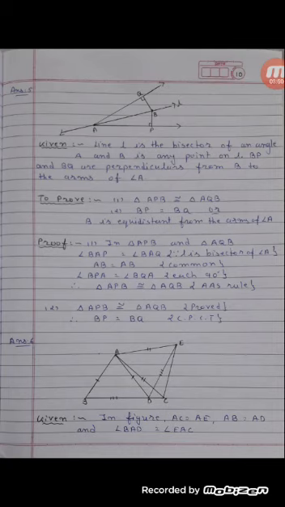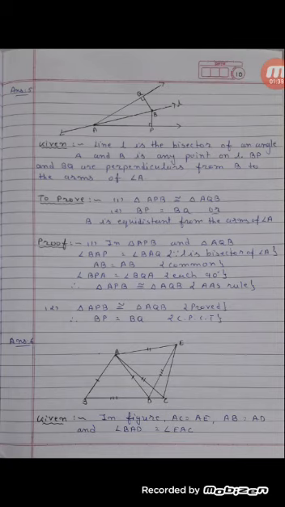Proof. In first, triangle APB and triangle AQB, angle BAP is equal to angle BAQ because L is a bisector of angle A. AB is equal to AB, common. Angle BPA is equal to angle BQA, each 90 degrees. So we can write triangle APB congruent to triangle AQB by angle angle side rule, the AAS rule. Second, triangle APB congruent to triangle AQB, we have proved. So we can write BP is equal to BQ by CPCT. Now, question number 6.